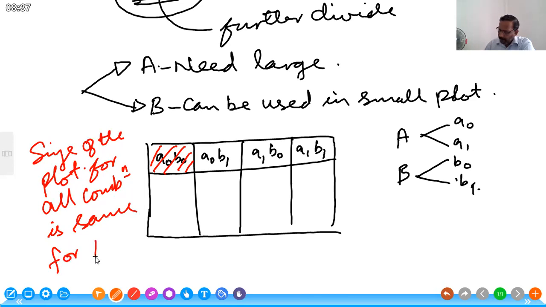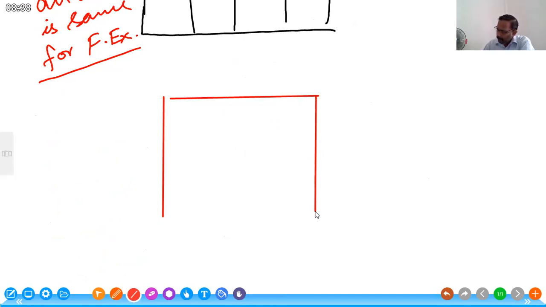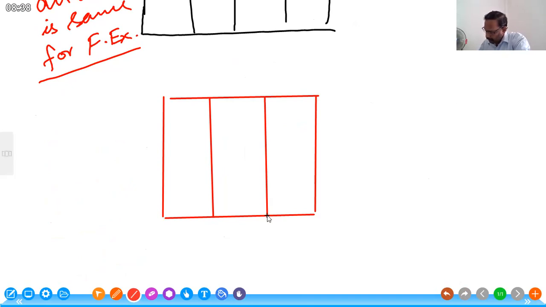For factorial experiment, this is true. But in split plot design, which is not true. I'm going to talk about the split plot design. I'm just giving initial information, then we will go back. So it should be equal. Assume these are equal.